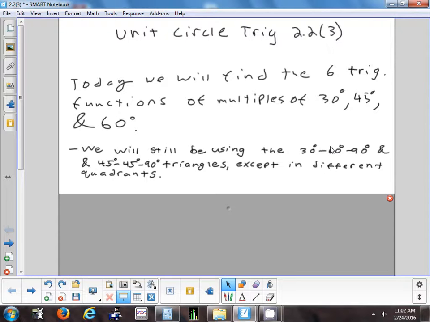So we're still going to use the 30, 60, 90 and 45, 45, 90 right triangles. Exact same triangles as yesterday, so the same numbers are going to be involved, just different quadrants.